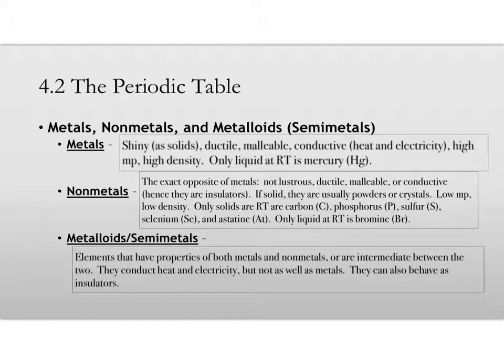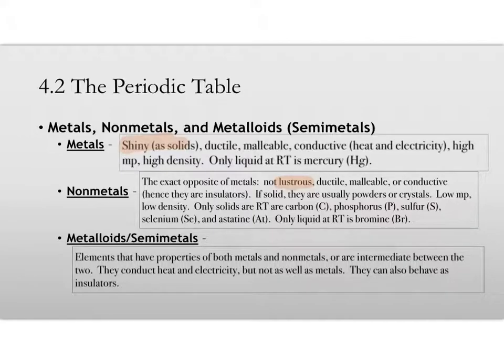All right, also in the periodic table, we can separate the elements by metals, nonmetals, and metalloids, or semi-metals. Metals are elements that are shiny when they're solids. Even as a liquid, they can be shiny. They're lustrous.